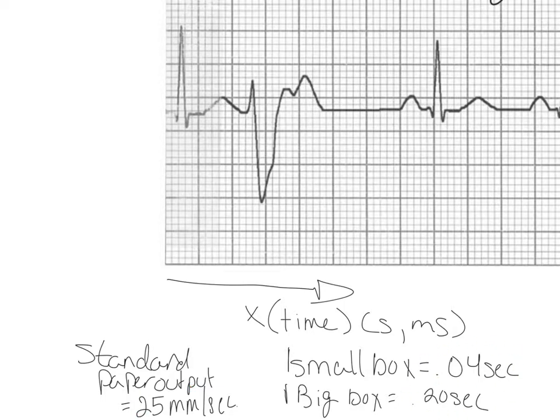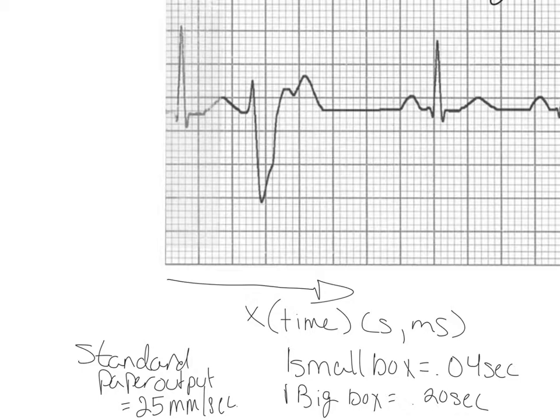Okay, how do you usually check this to see if it's true? Well, it usually tells you on your 12-lead printout. It'll tell you if it's printed at 25 millimeters per second nowadays with the extra data that we have at the top of the EKG. And again, that's going to be a separate video. But standard paper output is 25 millimeters per second.